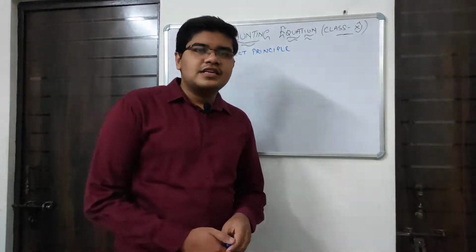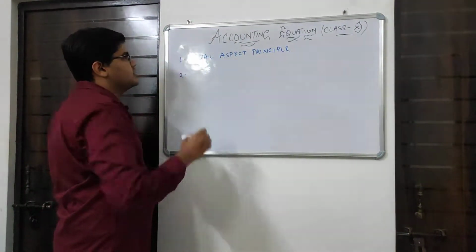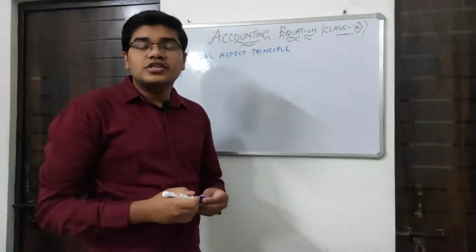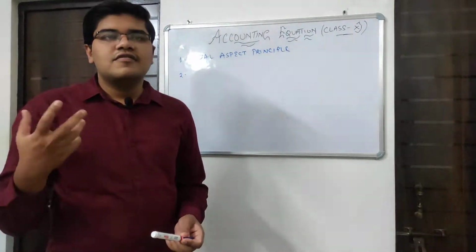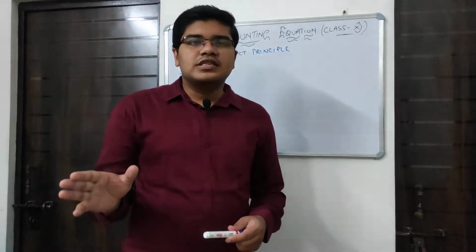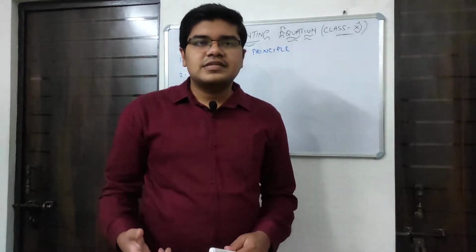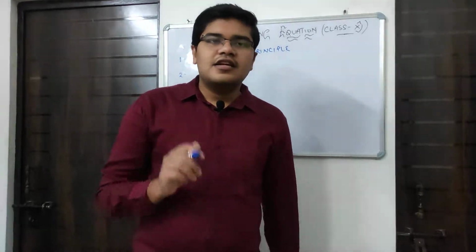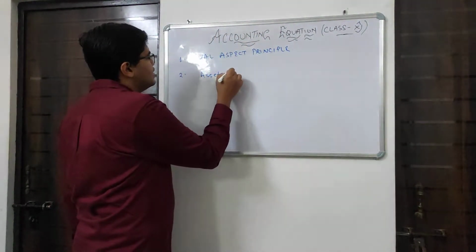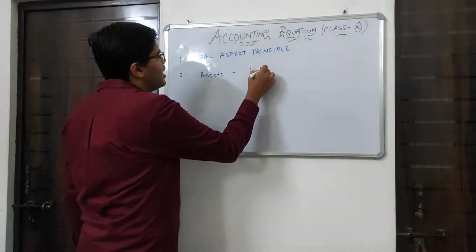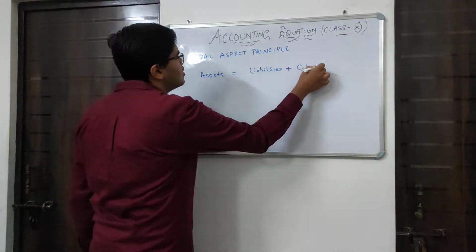Now moving on to the second concept of accounting equation. The second concept of accounting equation is its definition, which states that accounting equation is an equation or formula of accounting, or a mathematical equation, which states that assets of the business should be equal to the total of liability and capital. If we express it in mathematical form, then it would be: assets is equal to liability plus capital.